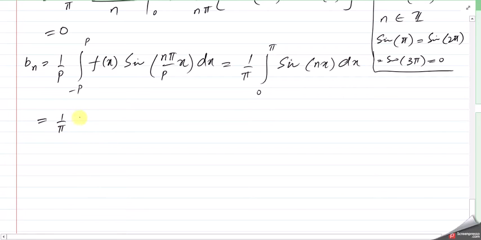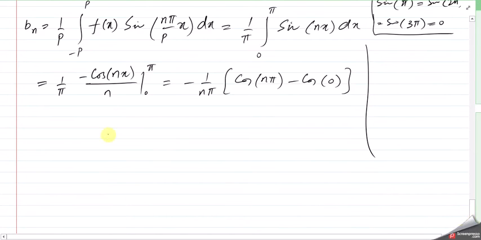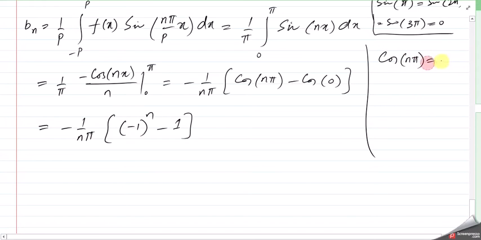1 over pi, in this case, the integral of sine is minus cosine over n, from 0 to pi, and that will become minus 1 over n pi times cos n pi minus cos 0. Alright, let's see one more result, that is minus 1 over n pi times minus 1 power n minus 1. Why is cos of n pi equal to minus 1 power n? Why is that true? We will see. It's very easy to see.